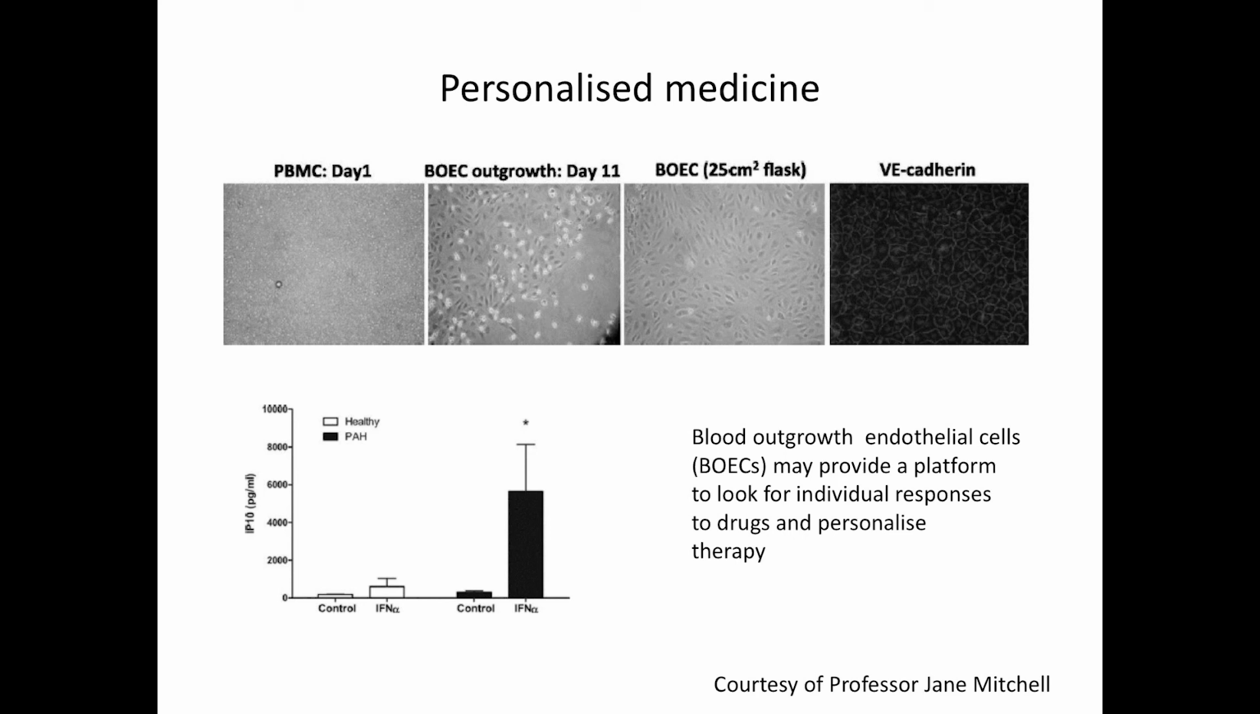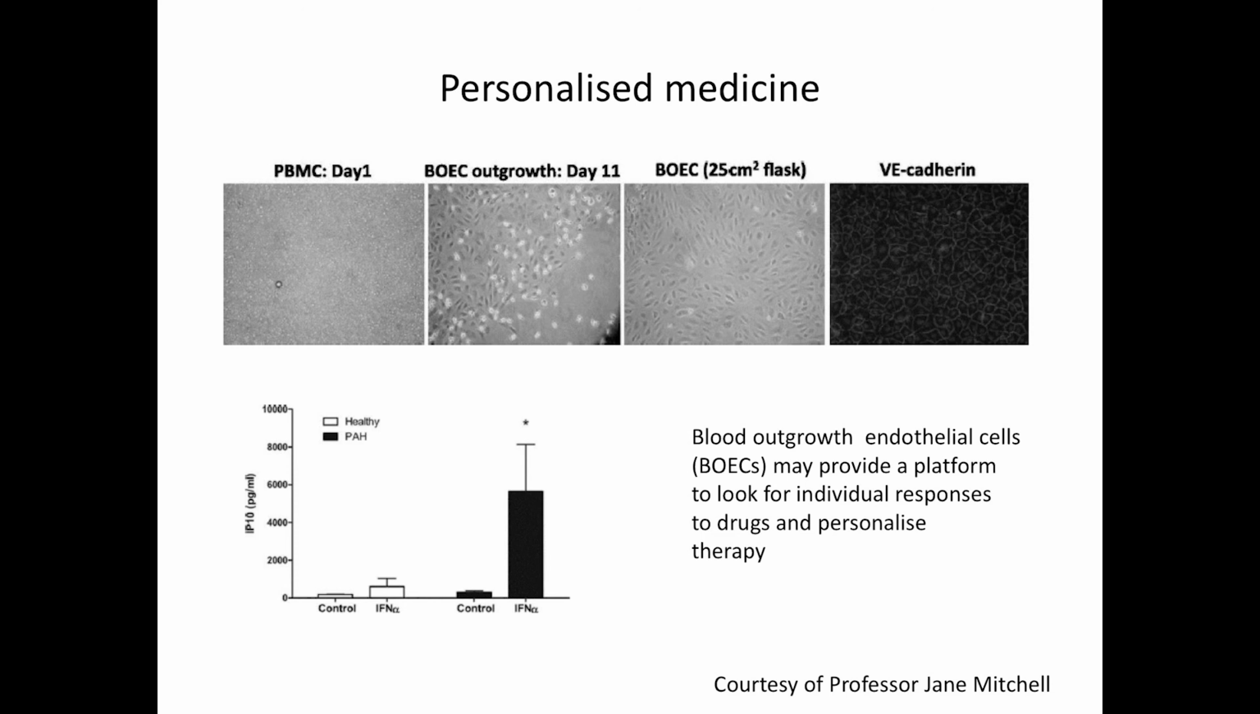But what's important is if they behave as if they're different to blood from patients who haven't got pulmonary arterial hypertension. So this graph down here, these two columns here are from healthy patients, and these are from patients with pulmonary arterial hypertension. The cells are treated with a cytokine called interferon, and this is a protein that's produced by interferon. And we can see there's a slight increase in control cells, but there's a big increase in the cells from PAH patients.